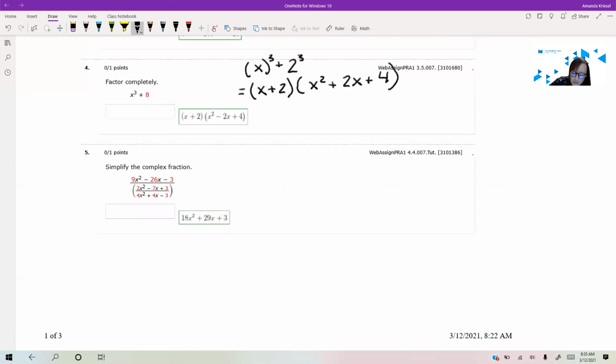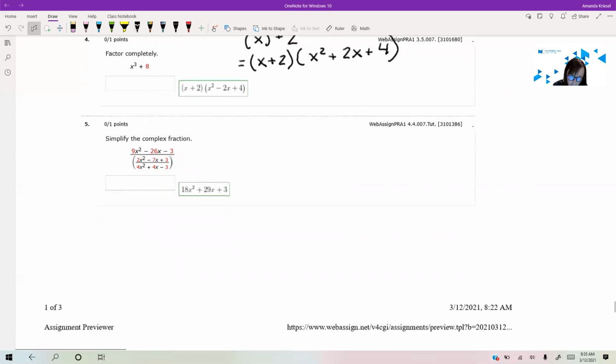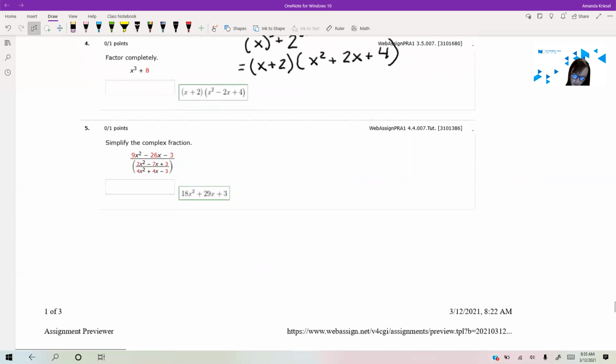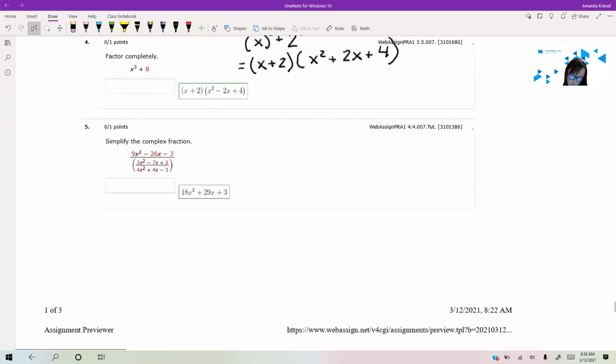Okay, and a lot of times we're tempted to try and factor that x squared, that leftover trinomial. It never factors, it's always prime. There's been many a proof that's verified that. So that's prime. All right, now let's simplify this complex fraction.